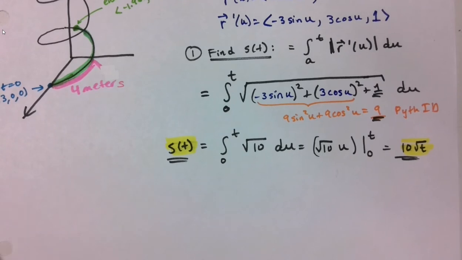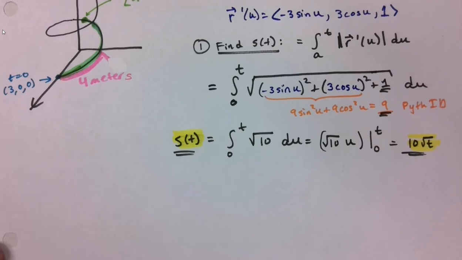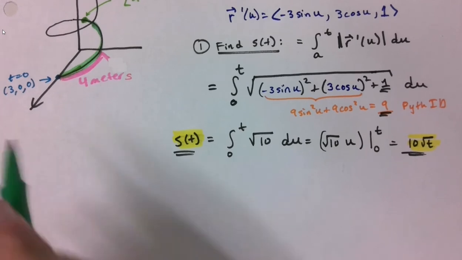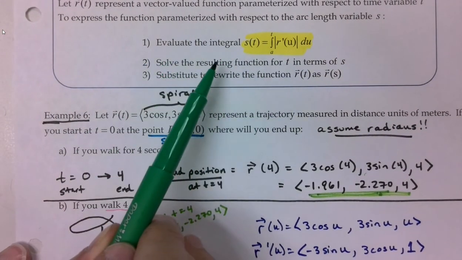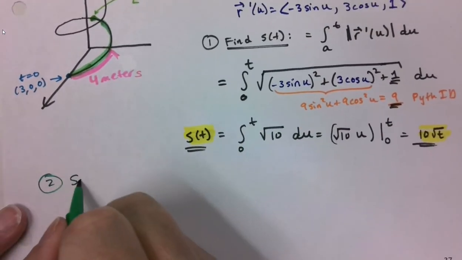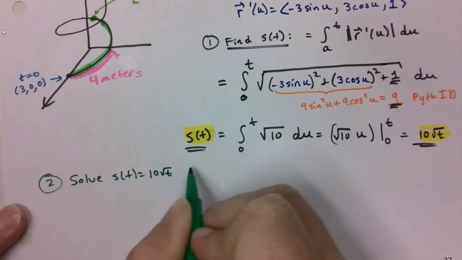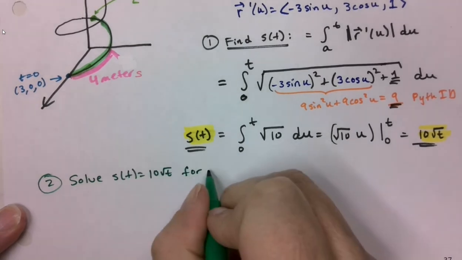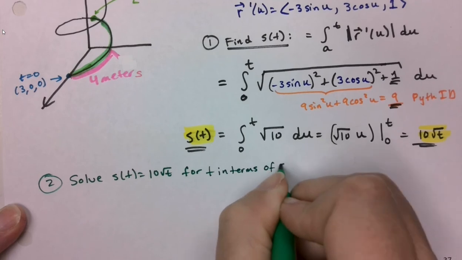All right, lovely. So now step two, we need to solve. Here's what I'm doing. I'm following these steps. I evaluated my integral, got it. Solve the resulting function for t in terms of s. So I need to solve s of t equals 10 square root of t for t in terms of s.